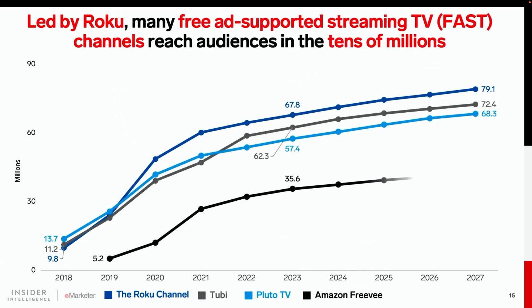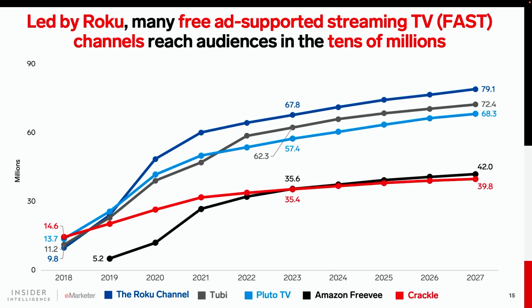And drilling down on some of the biggest players in this space, I showed earlier how Roku is the third highest earning CTV platform, and this reinforces that. Close behind Roku are Tubi and Pluto TV, which also showed up in that breakdown. And a bit lower down, we have Amazon Freevee and Crackle, with Amazon scaling much faster. Now, when these channels emerged around 2018, their audiences were around 10, 15 million, depending on the service. This year, they'll range from about 35 to almost 70 million. And by 2027, a Roku channel will be at around 80 million and Crackle at around 40.